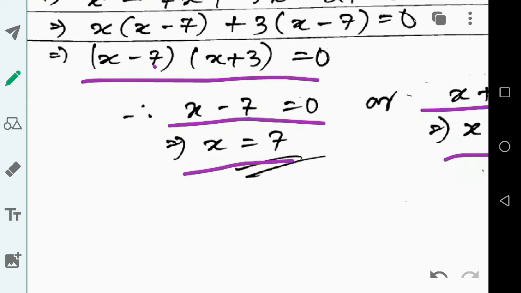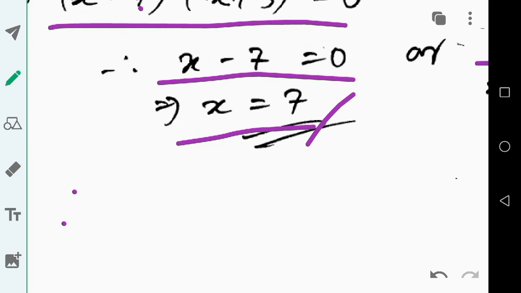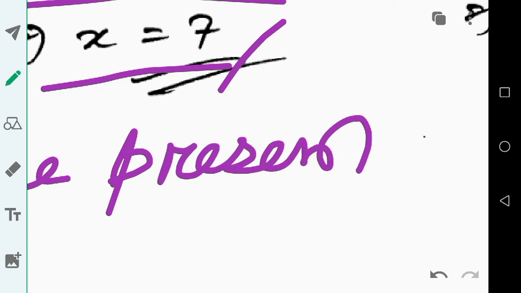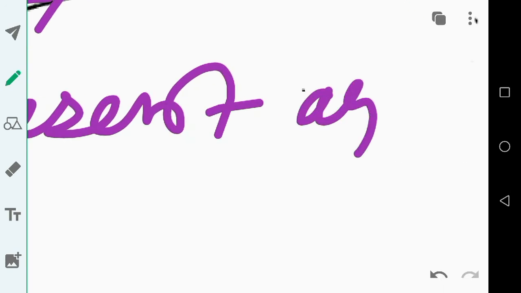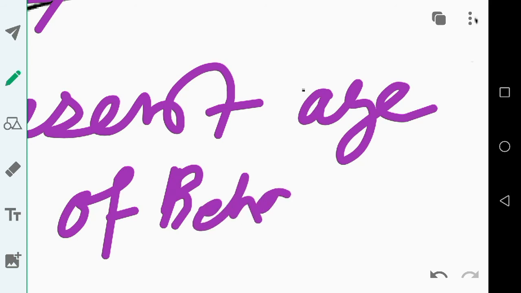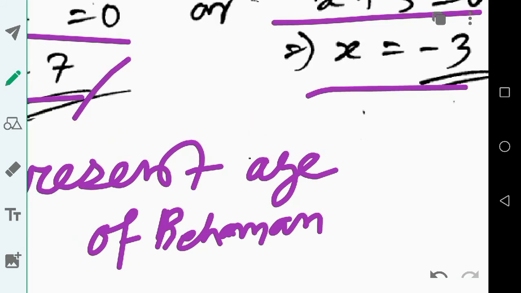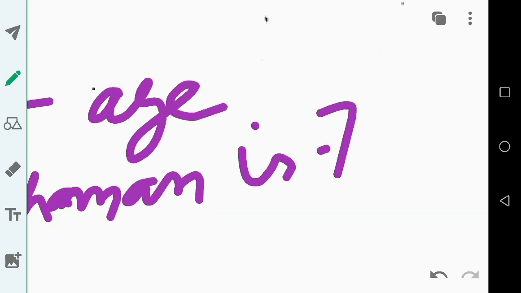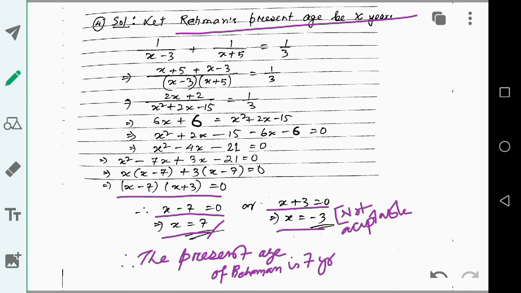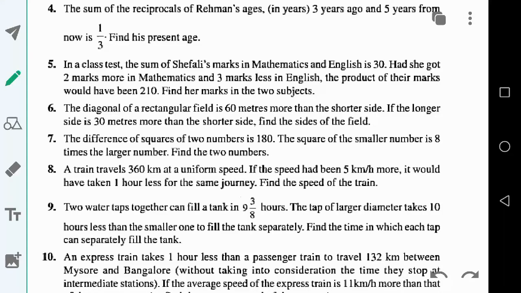Therefore you have to write: the present age of Rahman is 7 years. Okay, so I hope you have understood this. This is the solution of question number 4. So this is question number 5.